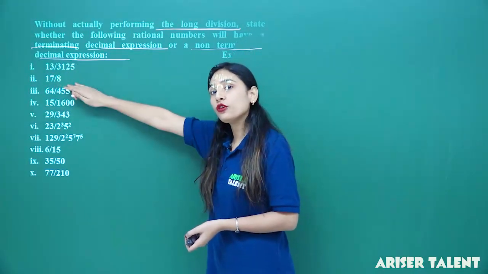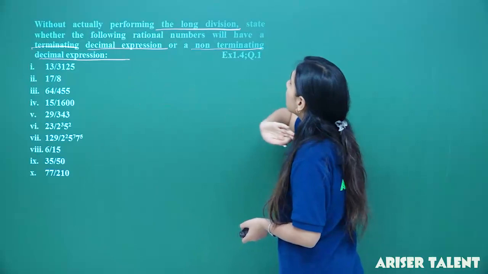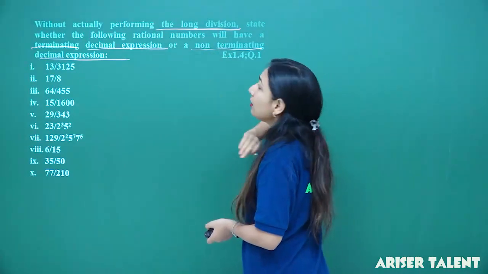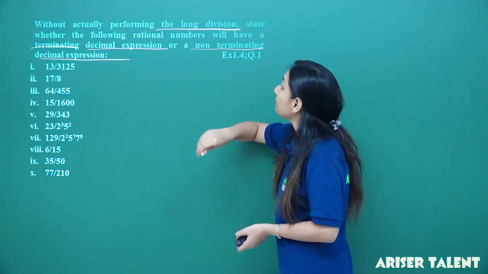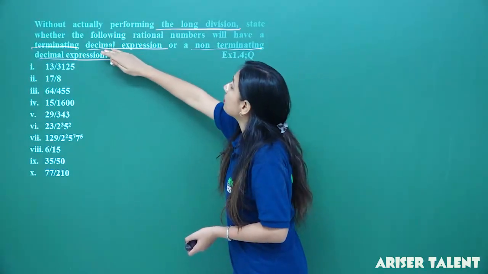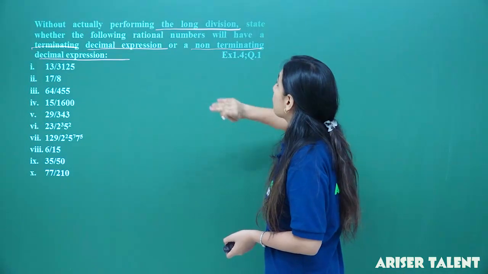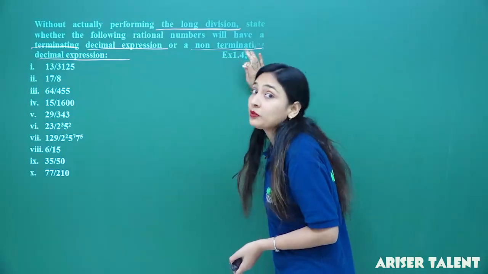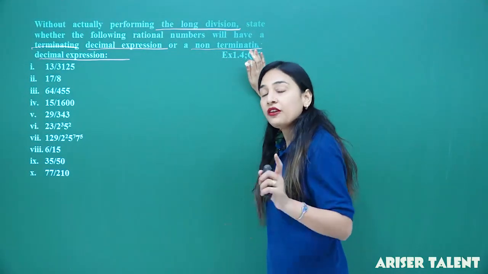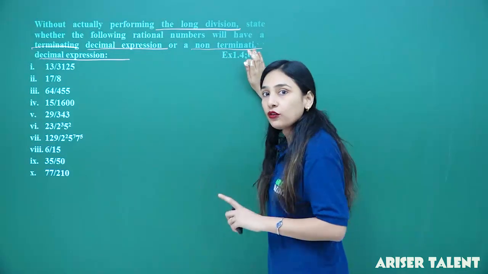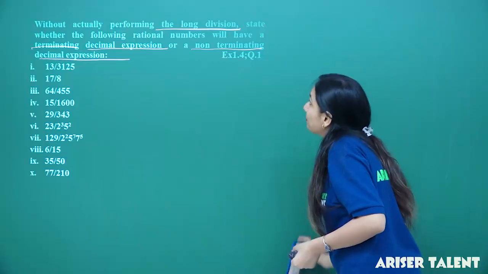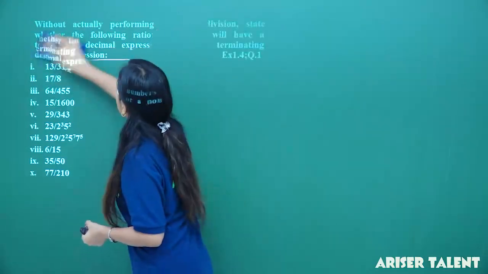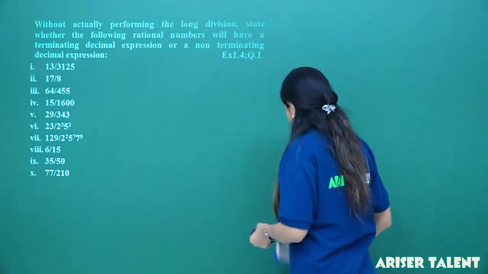Okay, so first you have to check whether this number is rational or not. If rational, then you have to find whether it's a terminating decimal expression or a non-terminating decimal expression. We have discussed all these things in our previous session. So, let's start with the first one.